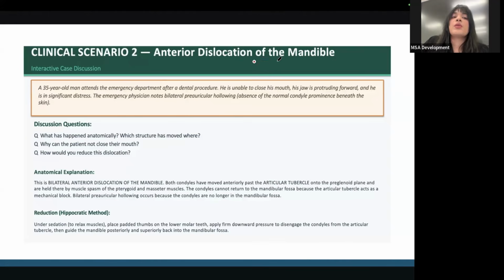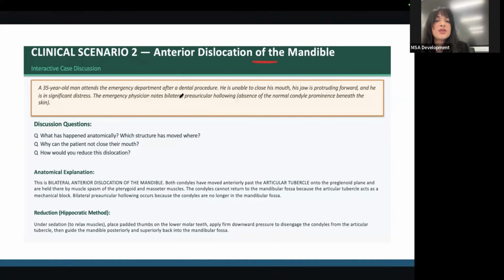Anterior dislocation of the mandible. A 35-year-old man attends the emergency department after a dental procedure. He is unable to close his mouth. His jaw is protruding forward, and he is in significant distress. So it's like it's open and it's protruding forward. He doesn't know what to do. He doesn't know how to close his jaw.